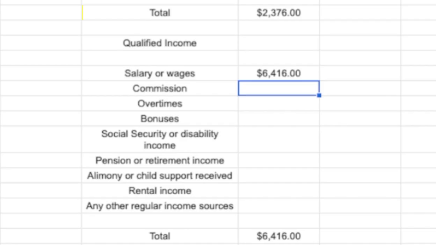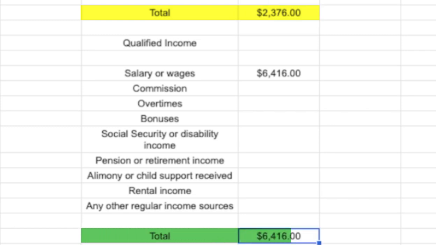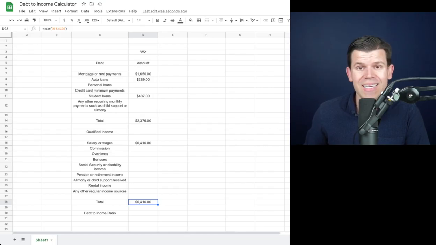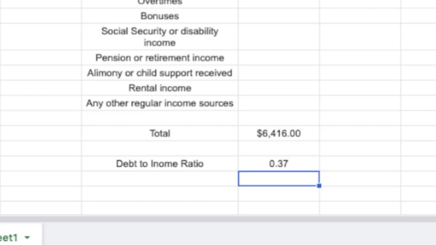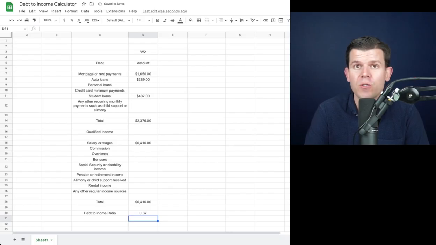That would bring their numerator to 2,376, their denominator to 6,416, and their total debt to income ratio on this, after you calculate it out, is 0.37. We'll go into what debt to income ratios people are looking for a little later on, probably in another video, but it's good to be able to calculate this number on your own.